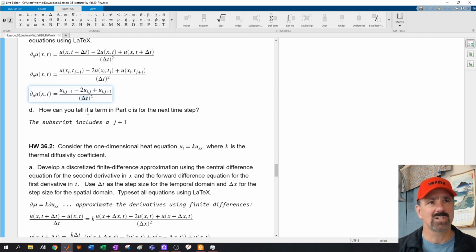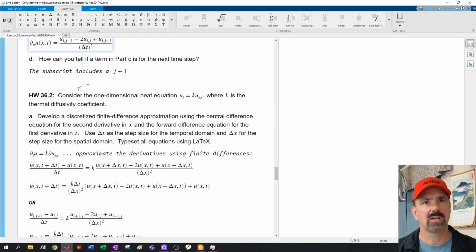So this last question is, how can we tell if a term in part C is for the next time step? Well, so this gets down to looking at the grid that we're going to do our calculations on. And that's a huge part of what I want to show you today, is to help you build the right mental framework to be able to program the numerical methods. So of course, if it's subscript j plus 1, that means it's at time t sub j plus 1. That's the future time. That's the next time from where we are right now.